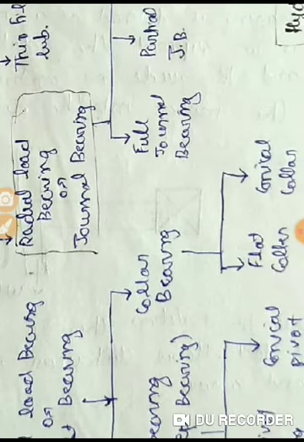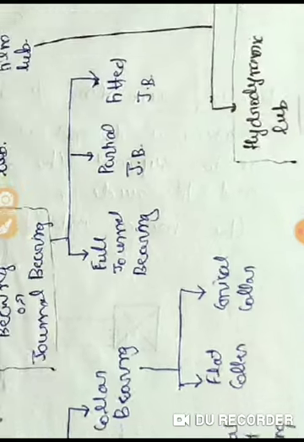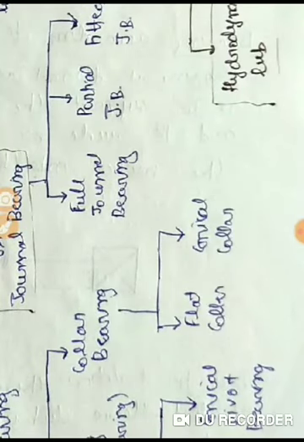Collar bearings are bearings in which collars are provided instead of a single sleeve. A number of collars are provided, which we will study further, and then you will easily understand. Flat collar bearing and conical collar bearing are the further types of collar bearing. What is the meaning of flat and conical?